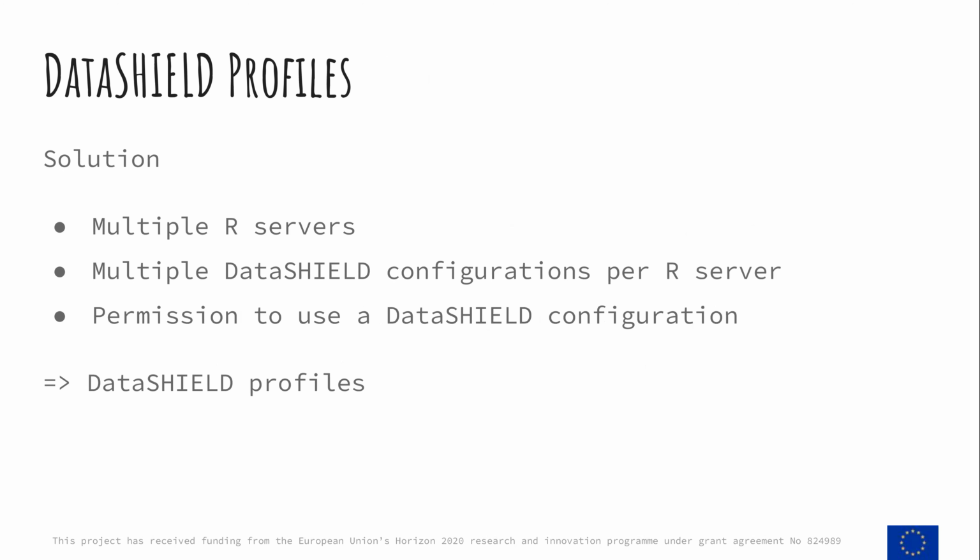So the solution is to have the ability to connect to multiple R servers, the ability to have a different DataSHIELD configuration per R server, and the ability to have permission to use one DataSHIELD configuration and not the other. So these are the DataSHIELD profiles.